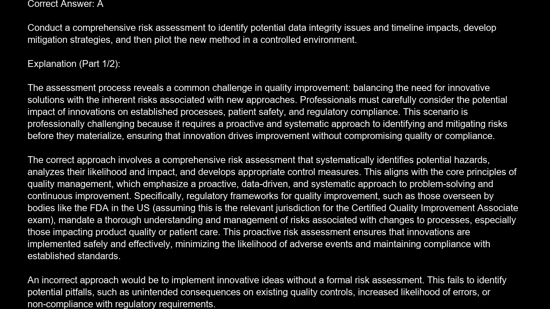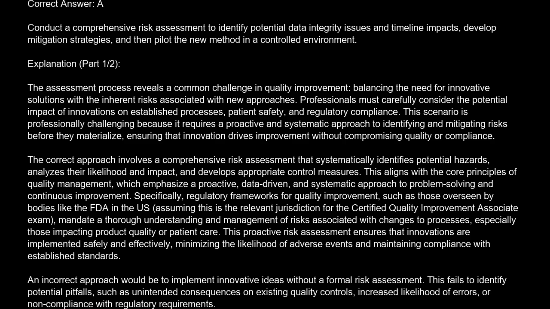The correct answer is A. Conduct a comprehensive risk assessment to identify potential data integrity issues and timeline impacts, develop mitigation strategies, and then pilot the new method in a controlled environment. Explanation. The assessment process reveals a common challenge in quality improvement, balancing the need for innovative solutions with the inherent risks associated with new approaches.